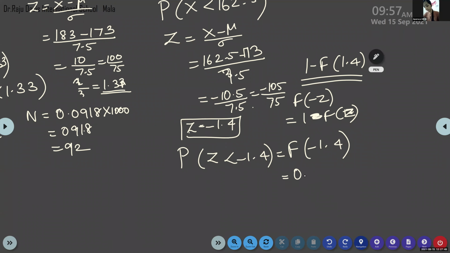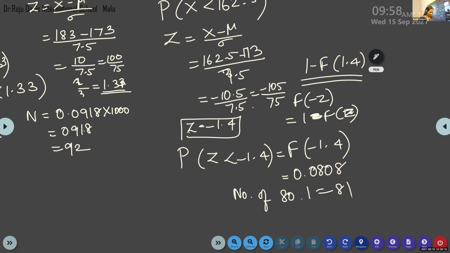Ma'am, 0.08. Okay, so this is the probability. To find the number, what you have to do? You multiply it by 1000 because the total number of students is given as 1000. So what will be the number of students? It is 80.1. So we can write it as 81 students.